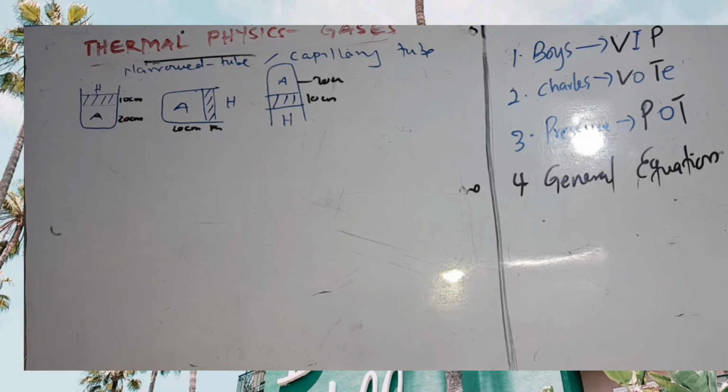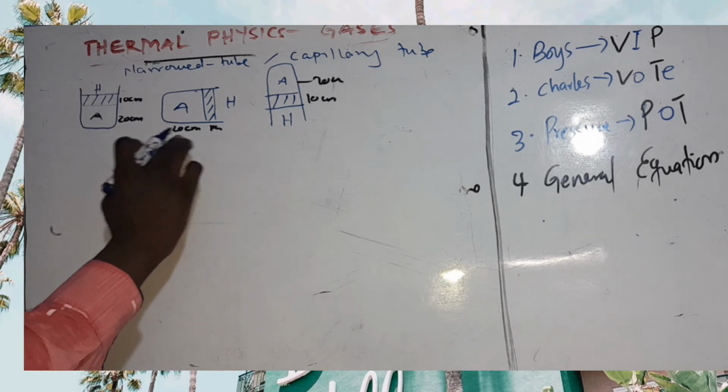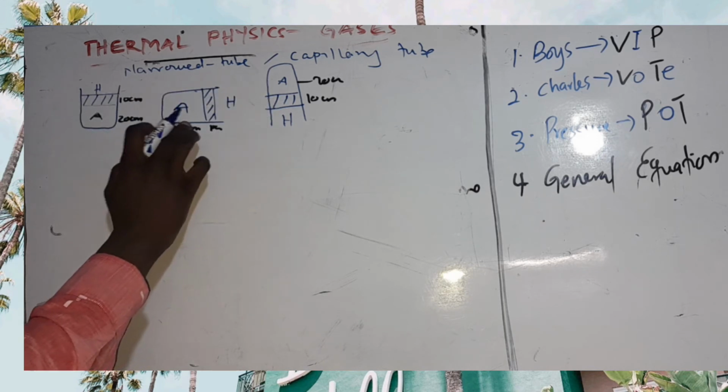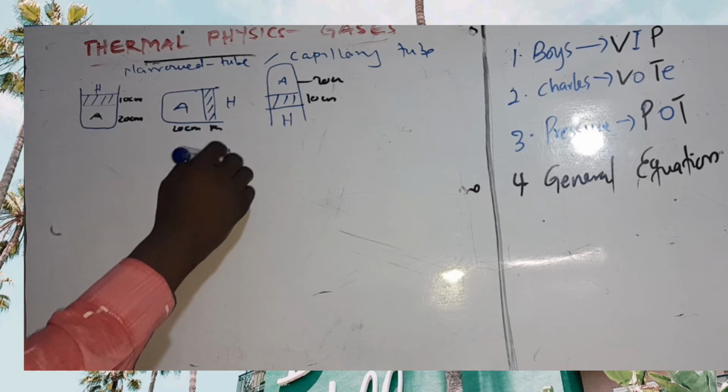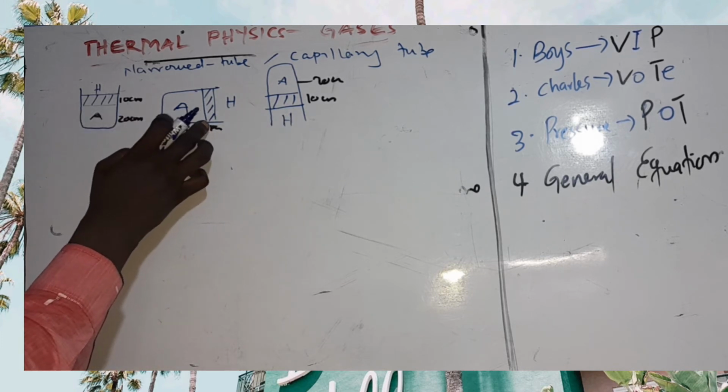And for you to be able to find atmospheric pressure, this is how they can narrate the question. They can tell you the tube is held horizontal. Horizontal means it's this way. So this is horizontal, and these two are vertical. These two tubes are vertical, but this one is horizontal.